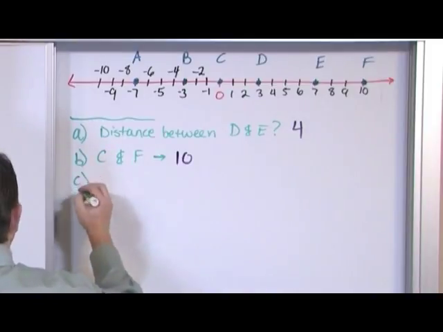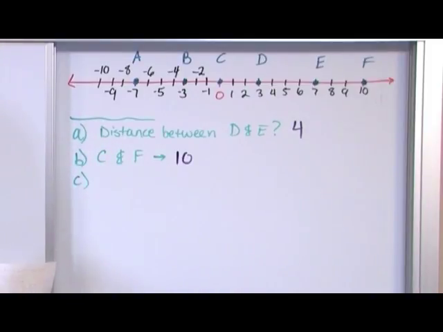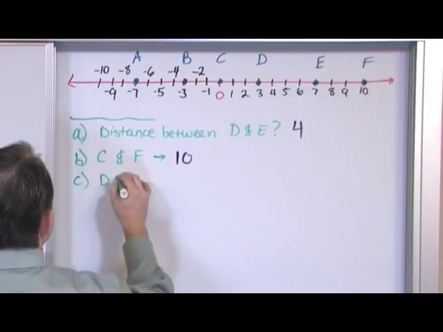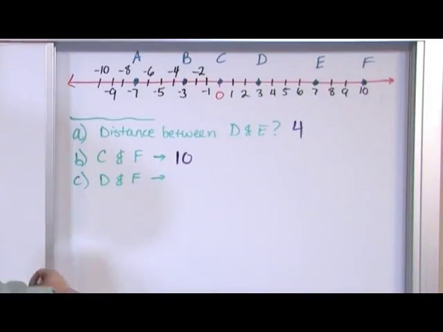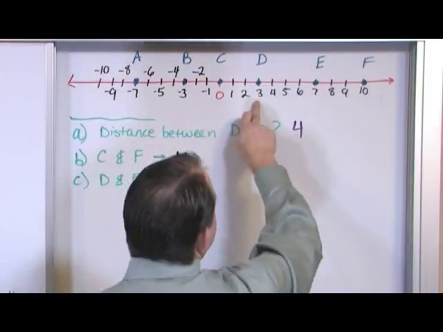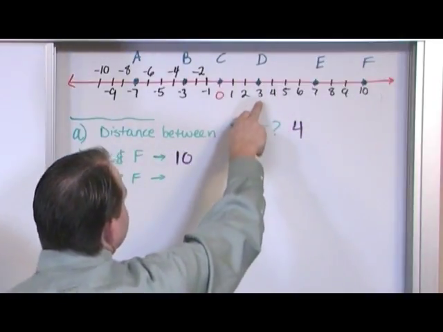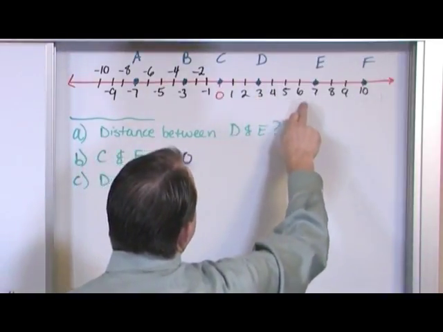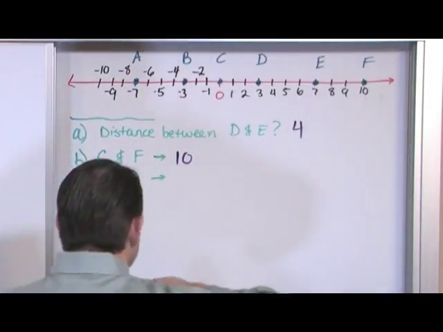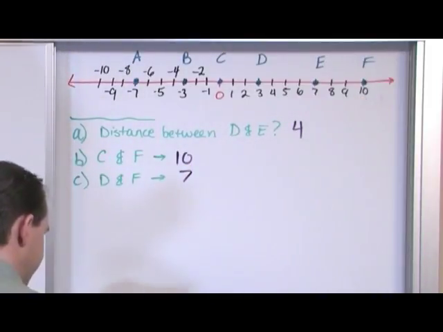Okay, the next one, let's look at the distance between D and F. D is here and F is here. So we start with one of them and we count. 1, 2, 3, 4, 5, 6, 7. So the distance between is 7.